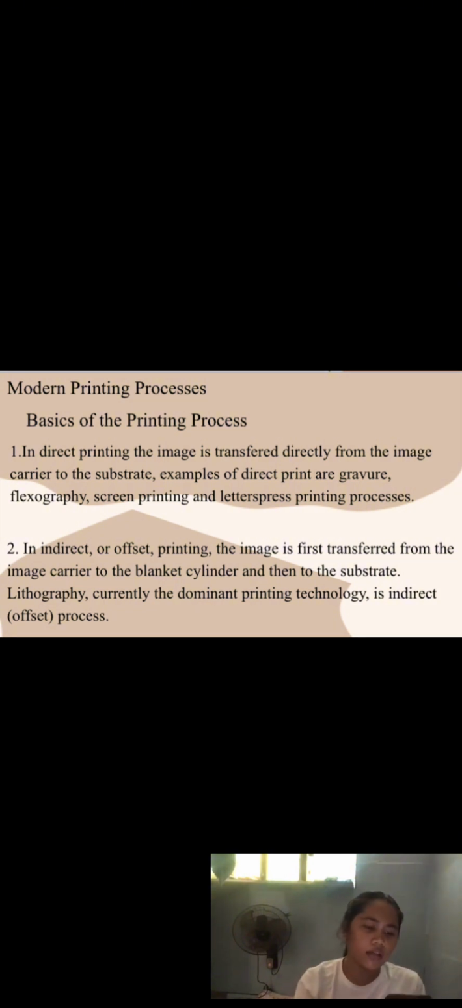Then indirect or offset printing, the image is first transmitted from the image carrier to the blanket cylinder, and then to the substrate, as in lithography. Currently, the printing technology most used is the indirect or offset process, used to produce or print images.